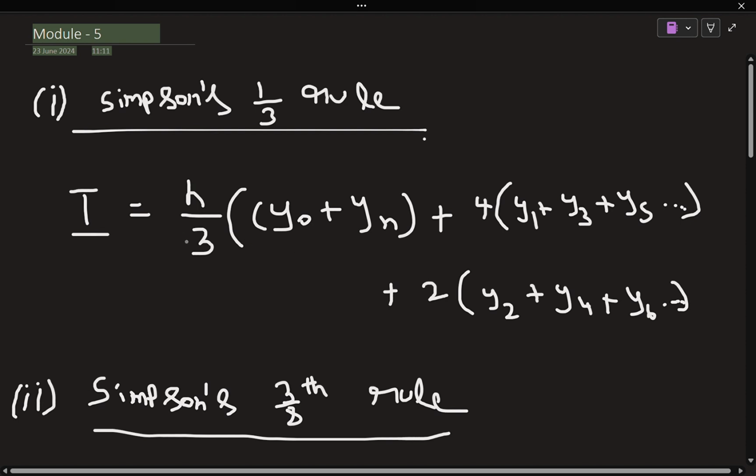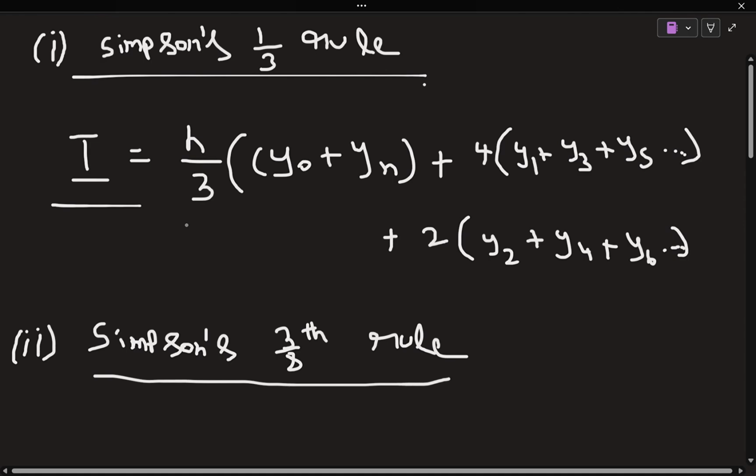So usually in the question they'll either specify the values of y0, y1, y2 and so on, and you need to substitute them, or in the other case you need to find the values of y0, y1, y2, y3, y4 and so on, and then substitute them back in the equation. Basically your final answer will be decided by substituting all the values in the given equation.